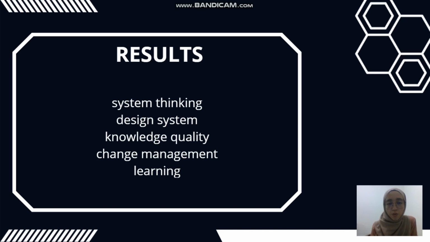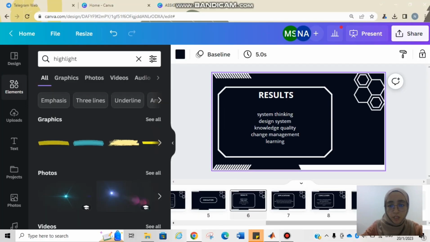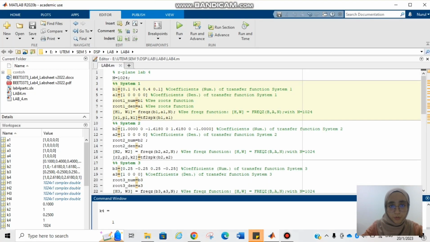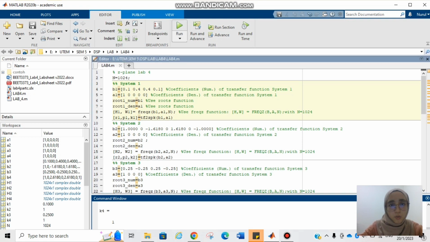So next I will show you the result of the output that we have configured from the coding. Before that, I will show you the MATLAB that we are using to configure the coding to get the output. So I will run this coding.